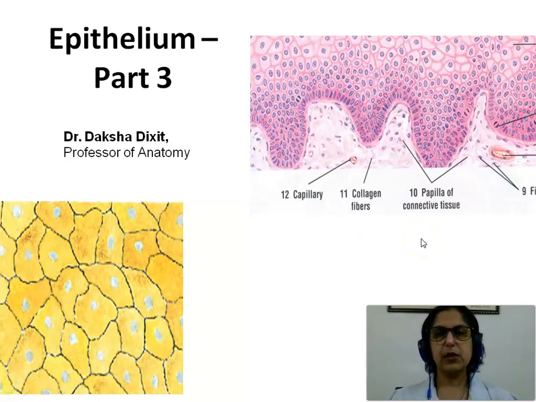Hello students, today we will be studying the epithelium part 3.